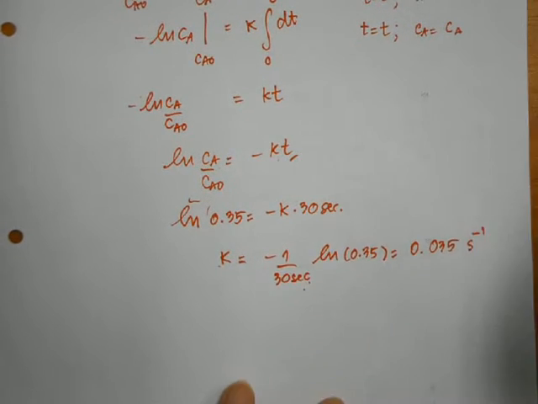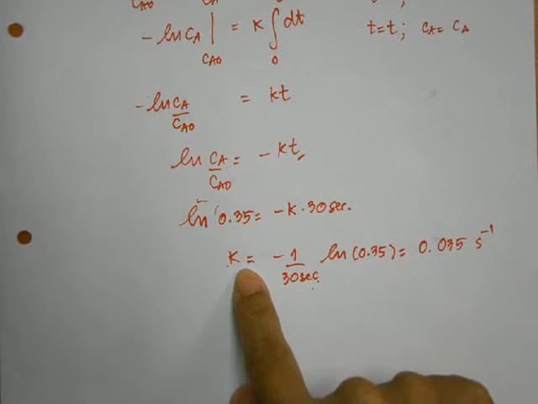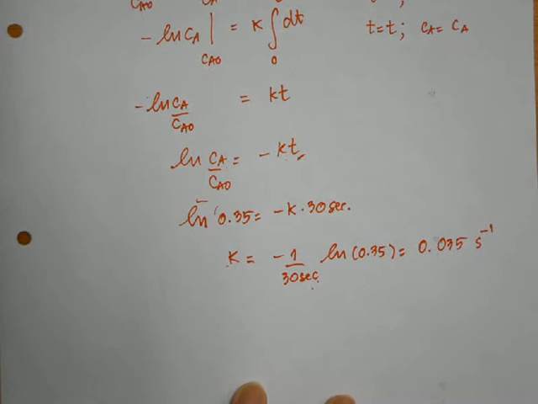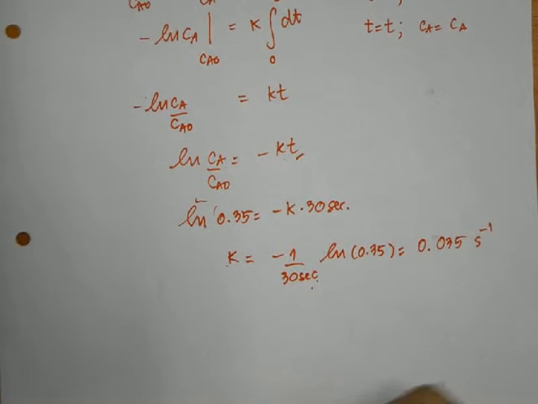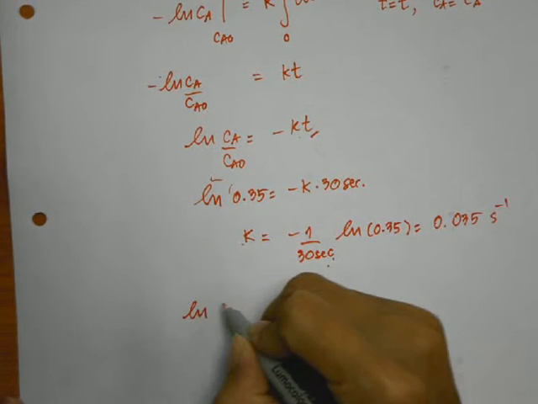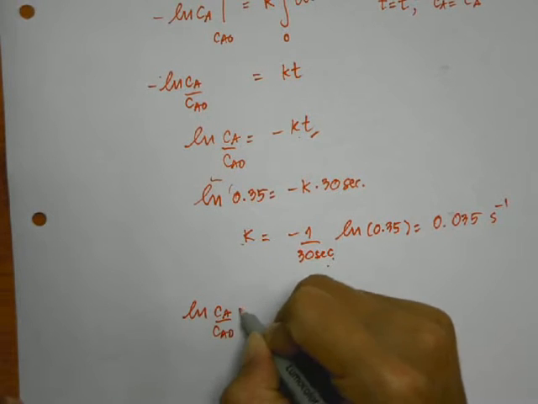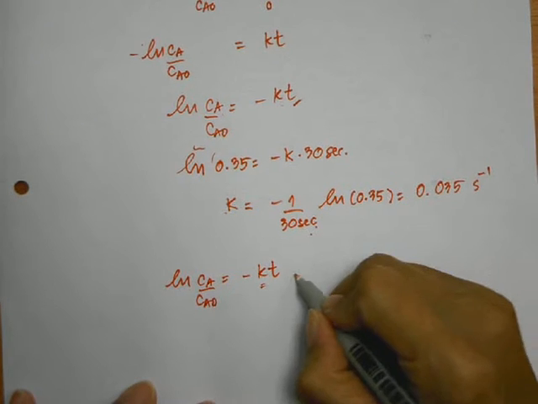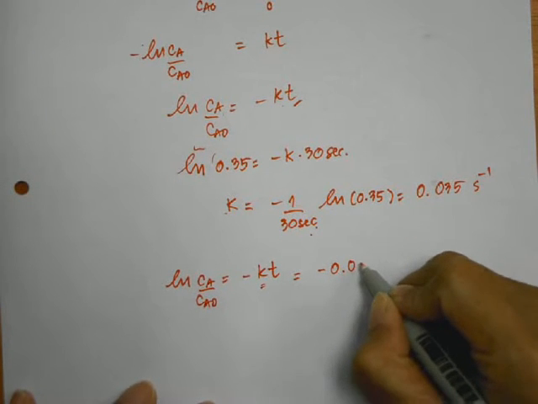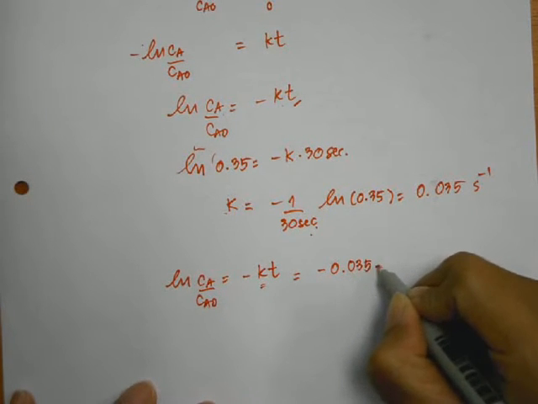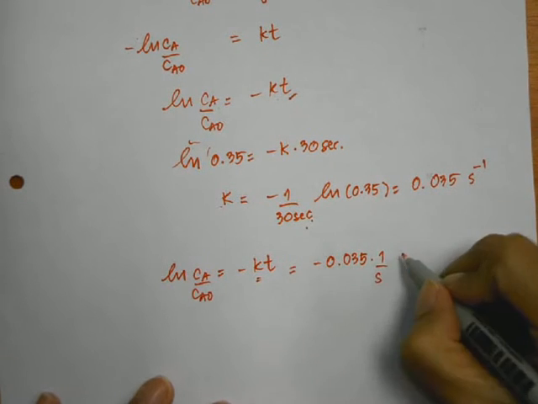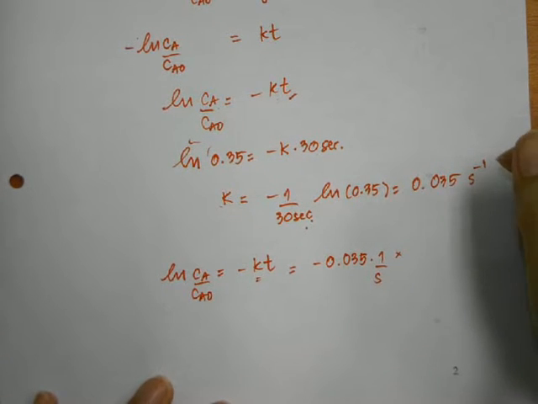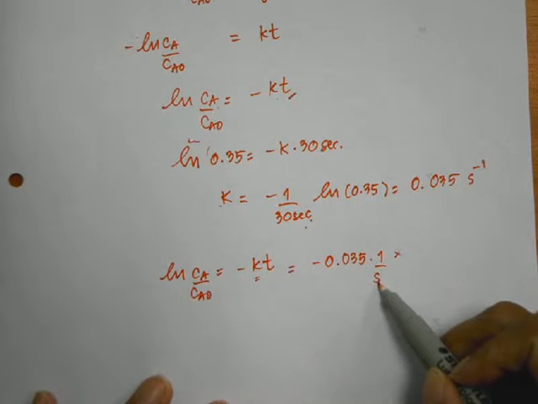So now we know the value of K. And the problem statement says we should find the fraction of reactant A remaining in the reactor after 1 minute. So now we're still using the same equation that we derived. But this time we know K already. K is equal to 0.035 per second. T is equal to what? 1 minute.